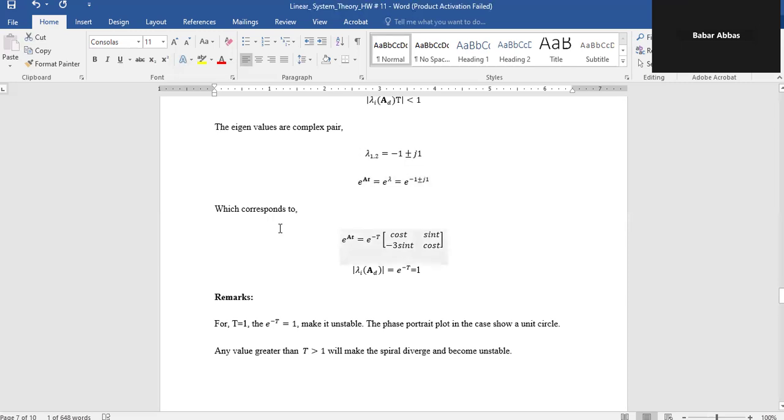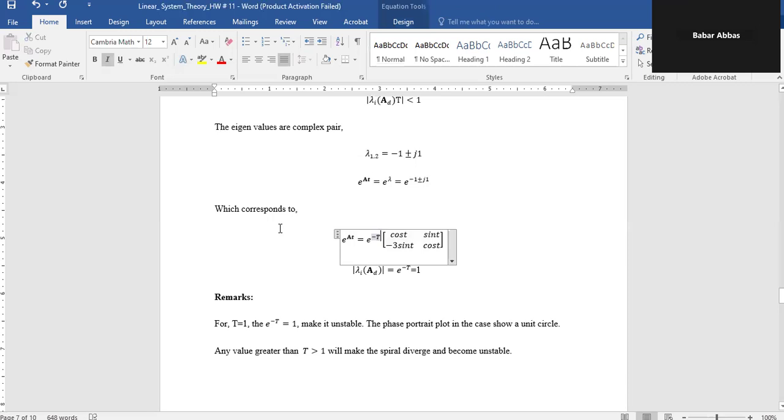And this is the phase portrait plot. When the value of this is greater than 1, this value shows the radius of the circle. When the value is less than 1, this is a stable system. With the passage of time, as time goes to infinity, the system converges to 0. So this is a stable system.